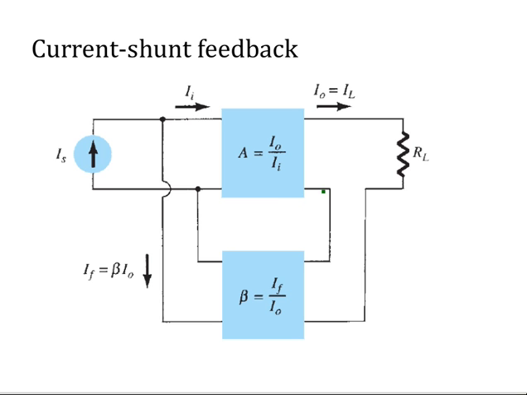Next it is current shunt feedback. Again current is taken as the feedback signal and it is connected in shunt with the input, which means here also you have a current. So beta is equal to If by I0. So this is current shunt feedback.